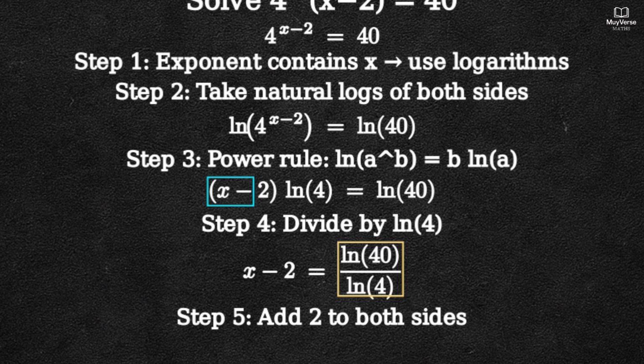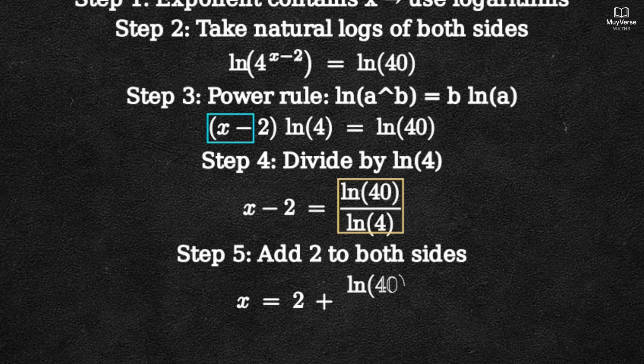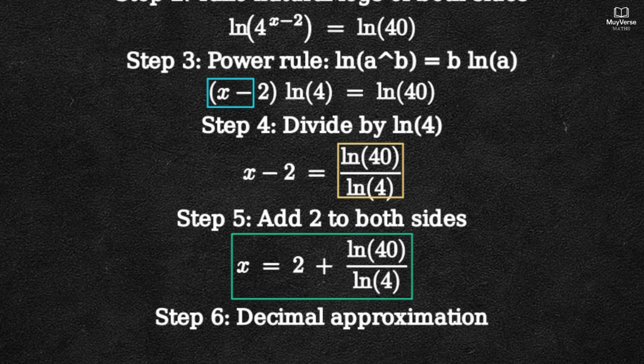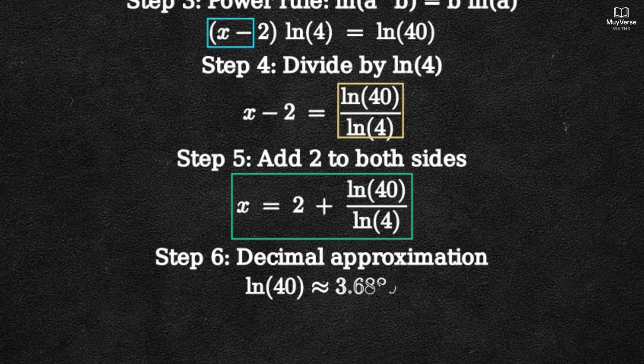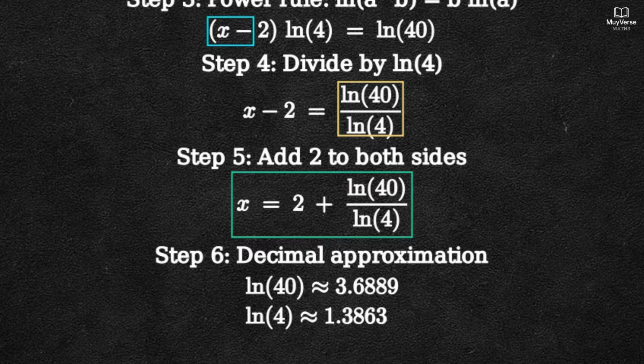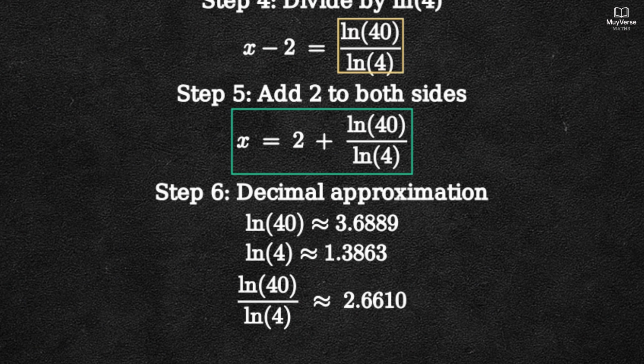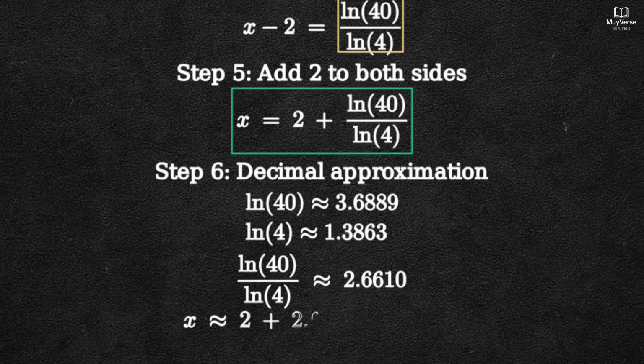Step 6. Compute a decimal approximation. Natural log of 40 is approximately 3.6889, and natural log of 4 is approximately 1.3863. Their ratio is approximately 2.6610. Therefore, x is approximately 2 plus 2.6610, which is 4.6610.